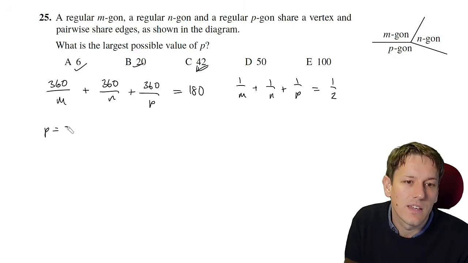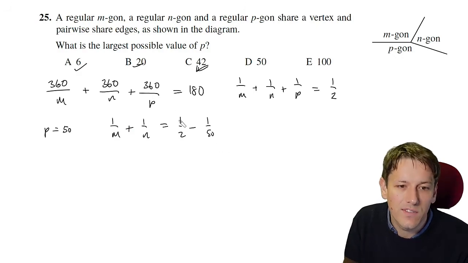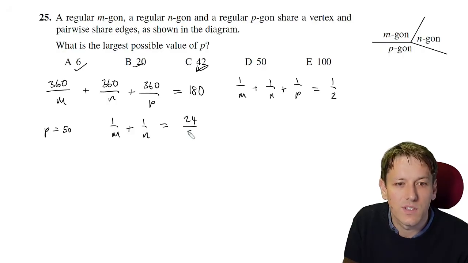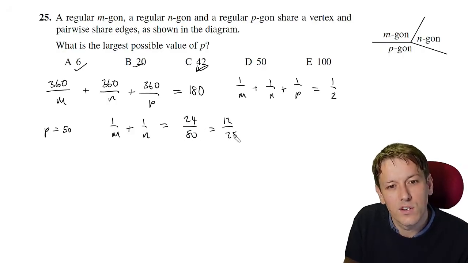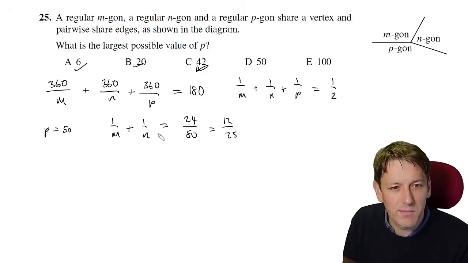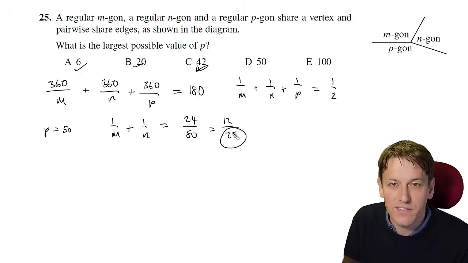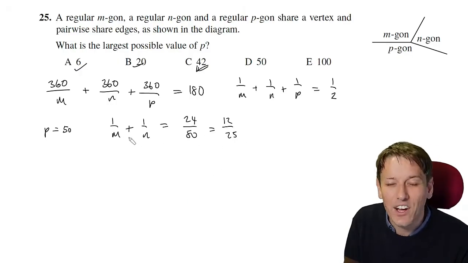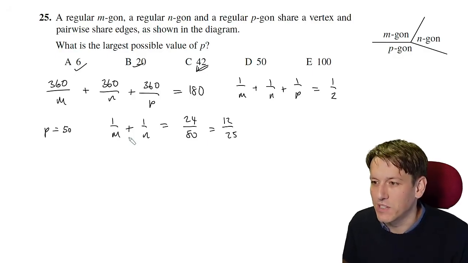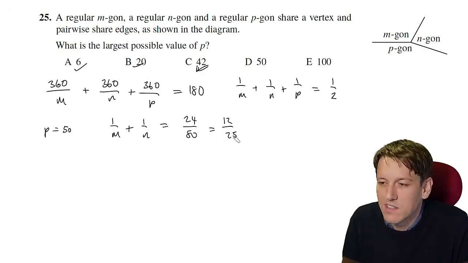Now if I try p equals 50, this time I need 1 over m plus 1 over n to be equal to 1/2 minus 1/50. So that's 25/50 minus 1/50, that's 24/50, which is 12 over 25. Now this time we can see that if this is going to work, for 1 over m plus 1 over n to give the simplified fraction having a denominator of 25, basically either m or n is going to have to be a multiple of 25 here. I can't just do a fifth plus a fifth, that would just give me something in fifths.